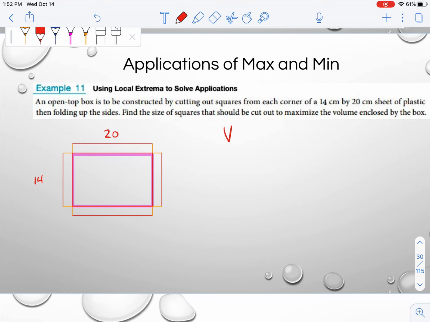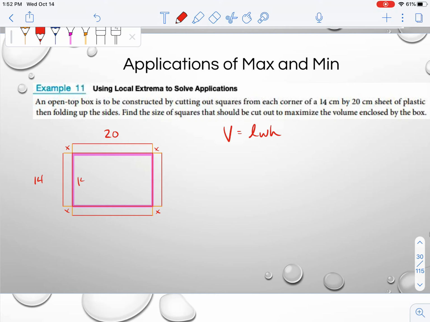Remember, the volume of a box is going to be length times width times height, okay? I've cut squares out that are x by x squares. I don't know the size of those squares, all right? So what I'm going to try and do then is figure out the length of the base.